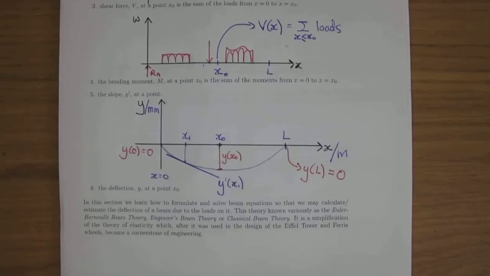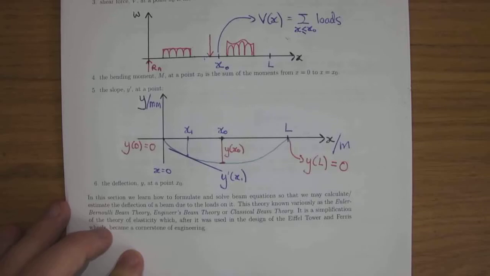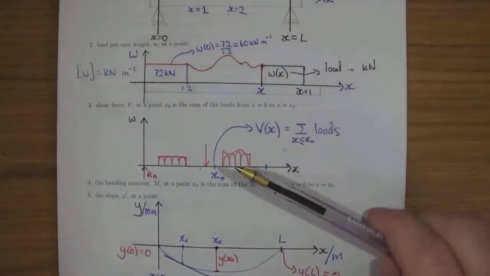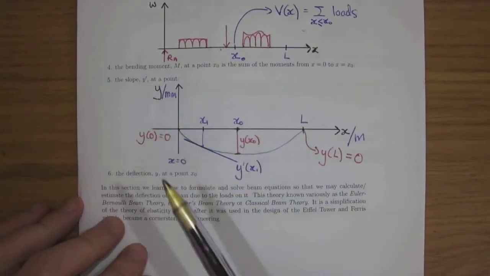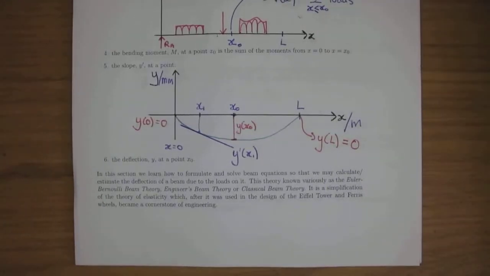Whereas with fixed ends, we'll learn this later, the beam will come straight out of a wall, for example. So yeah, six variables: distance along the beam, load per unit length, shear force, bending moment, slope, and deflection. And if you get confused between these, you're going to be in trouble.